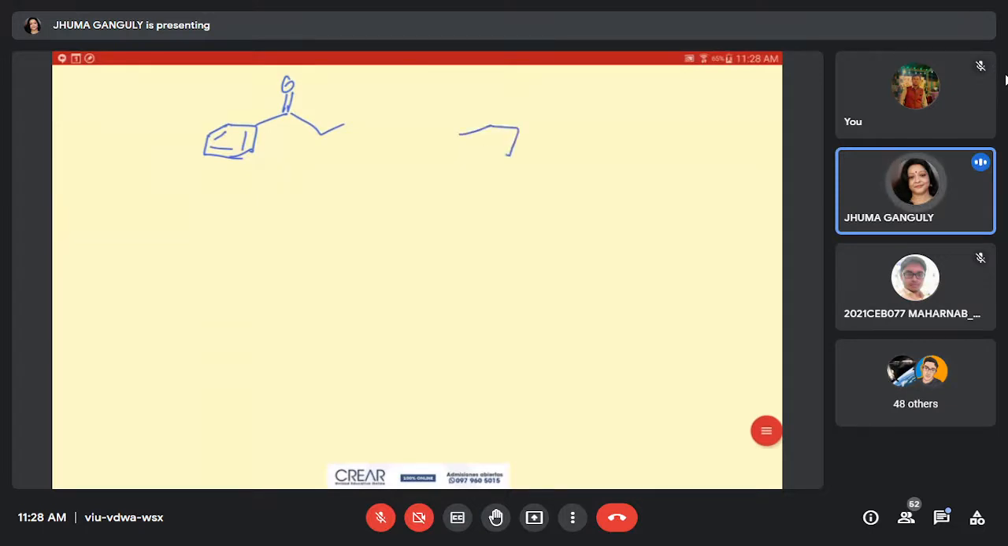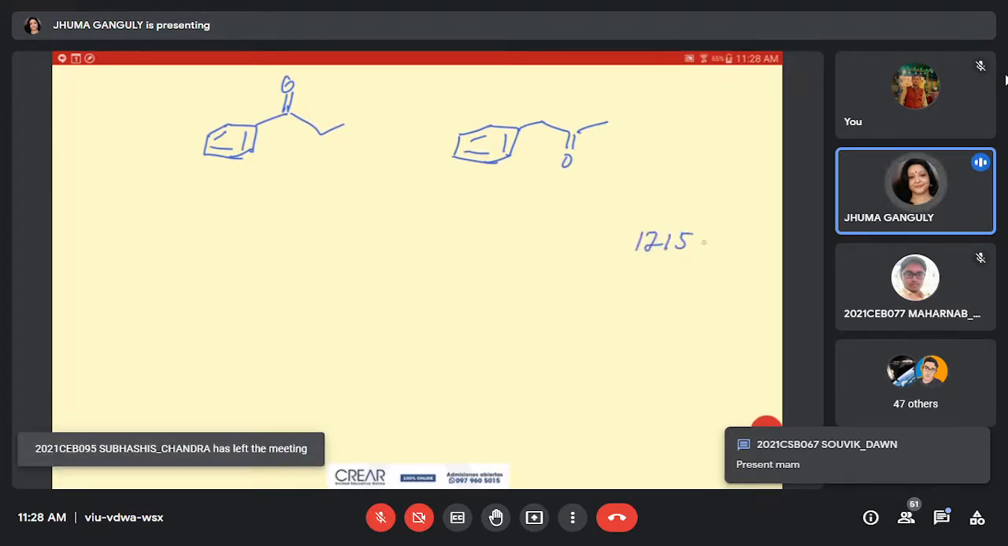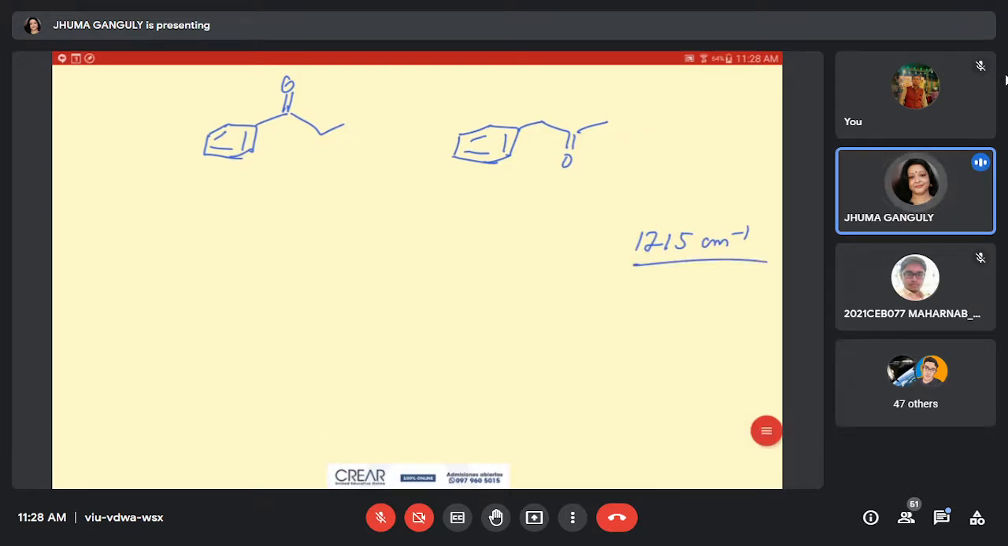I gave another one like this. How to differentiate the keto group, or how to differentiate these two compounds? The keto group is normally at 1715 cm inverse standard, but there are two different environments. What is the environment here and here?